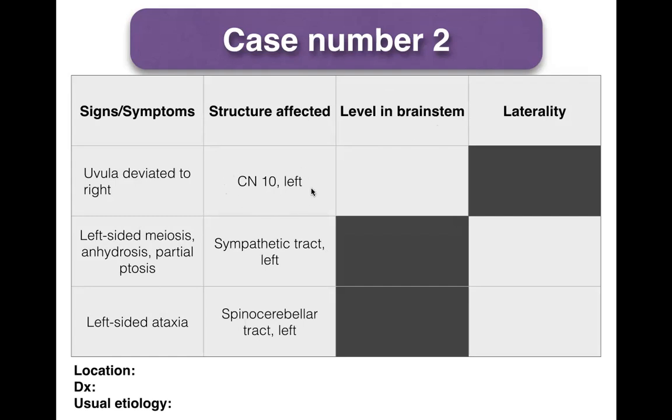Okay, so at what part of the brainstem does cranial nerve number 10 originate? That would be in the medulla, on the left side. Sympathetic and spinocerebellar both begin with the letter S. So these are side structures. So let's decide their laterality. It's on the lateral aspect of the left side.